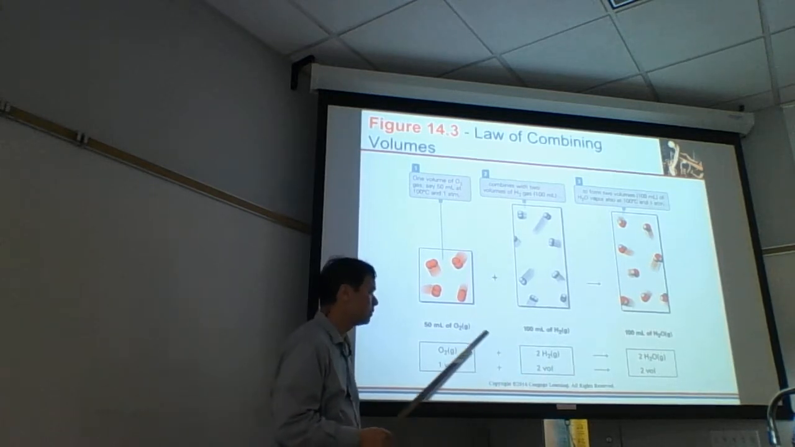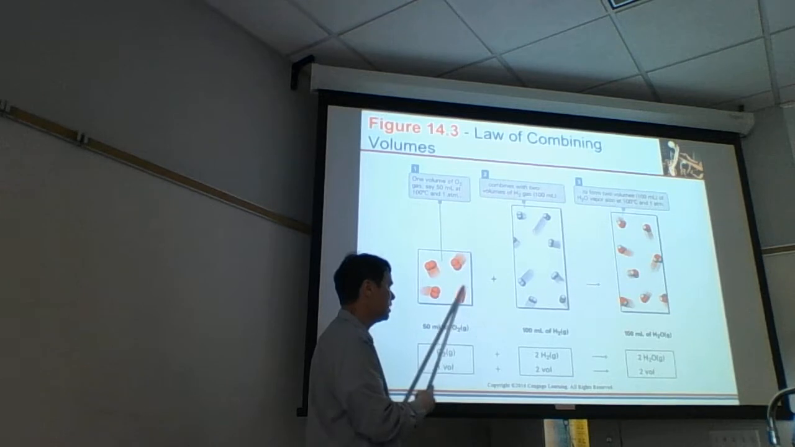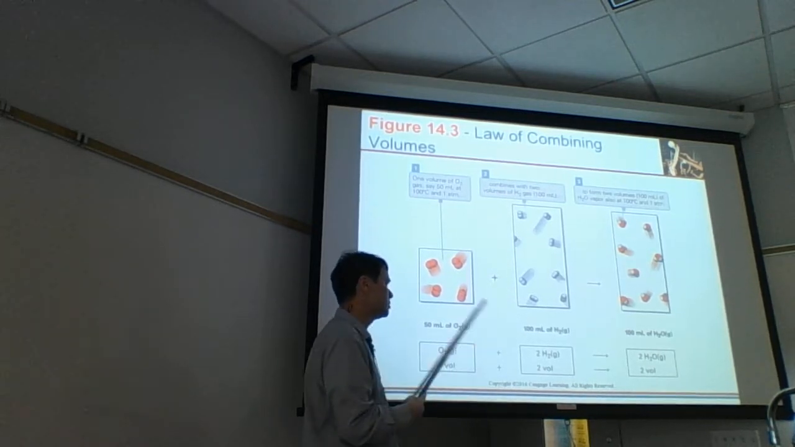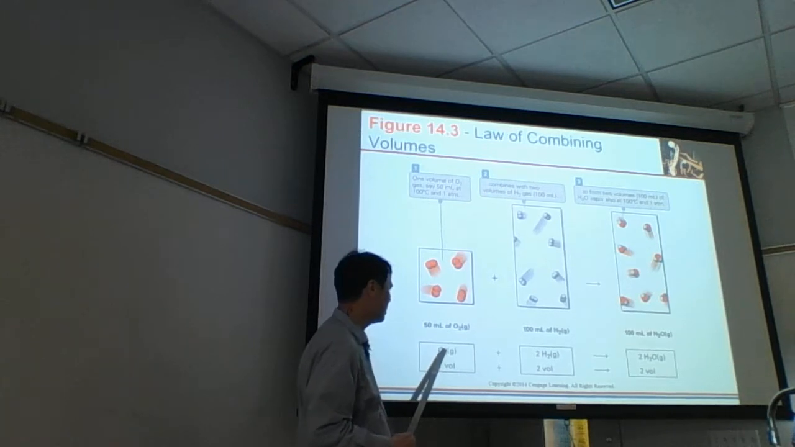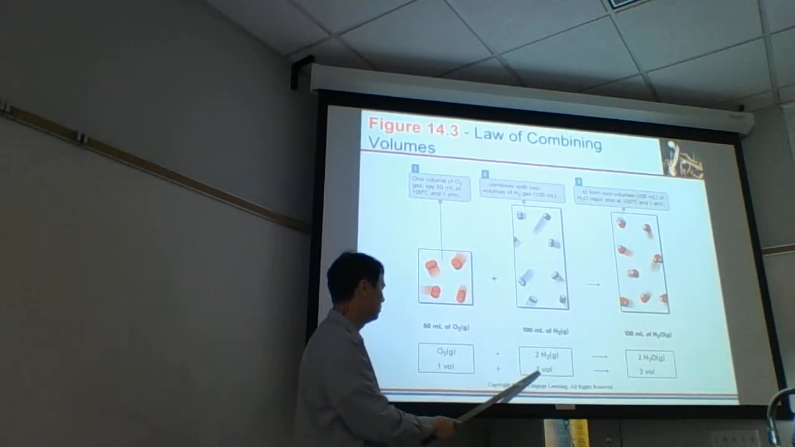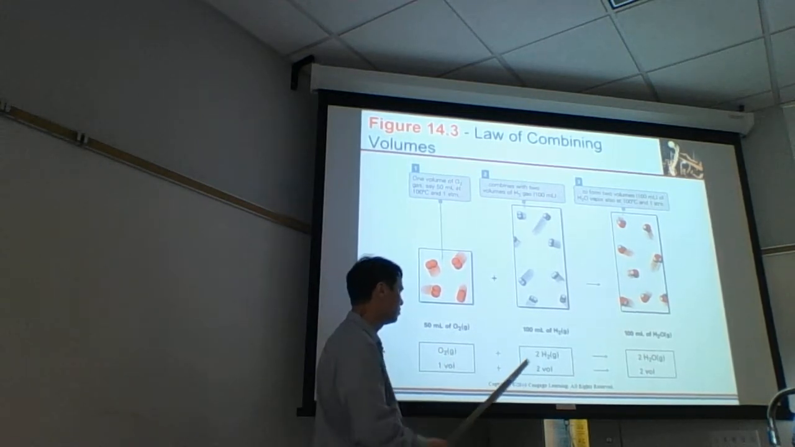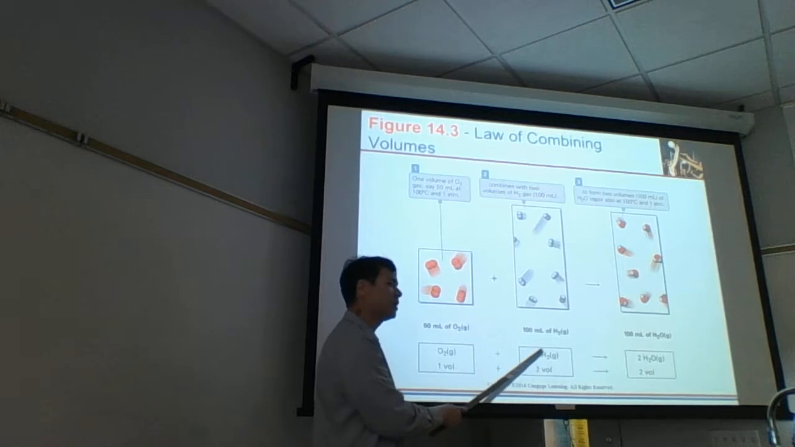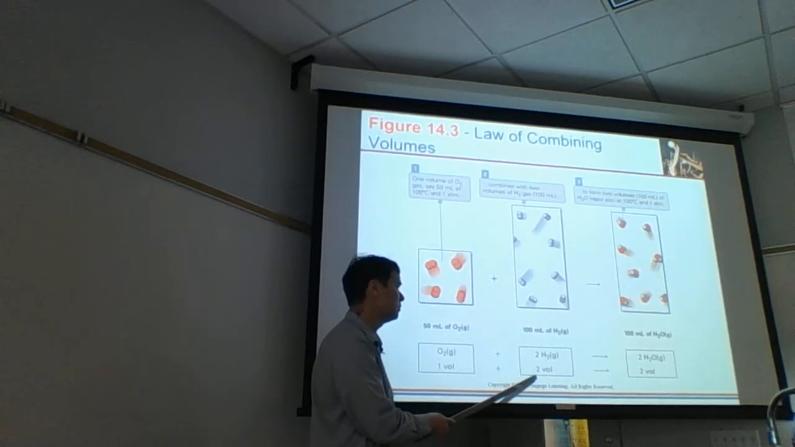So this is a law of combining volumes. As long as the pressure and the temperature are the same, which it usually is in a chemical reaction, then we could take the mole ratio to be the same as the volume ratio. And so 1 liter of O2 for every 2 liters of H2. 1 gallon of O2 for every 2 gallons of hydrogen gas. It occupies twice as much.